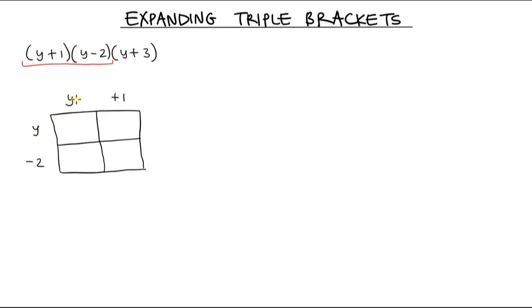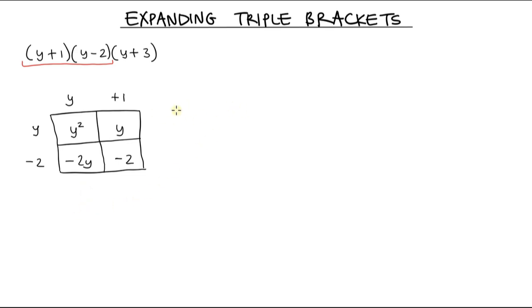So first of all, y times y, that will give us y squared. Y times 1, well, that's just y. Y times negative 2 is negative 2y. And finally, negative 2 times 1 is negative 2. So we've expanded our first set of brackets. We just need to simplify our answer.